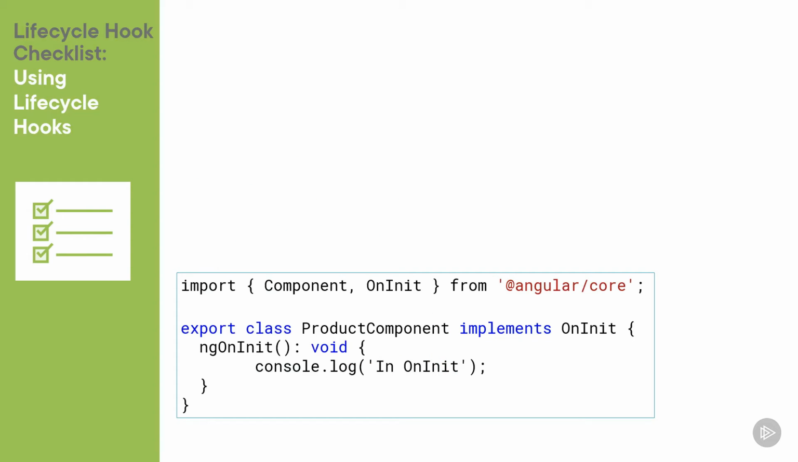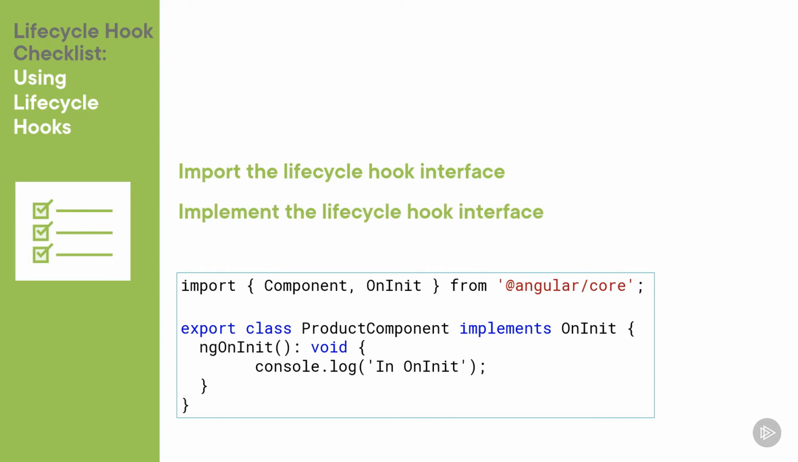Lifecycle hooks allow us to tap into a component's lifecycle to perform operations. The steps for using a lifecycle hook are: import the lifecycle hook interface, implement the lifecycle hook interface in the component class, then write the code for the hook method defined in the lifecycle hook interface.